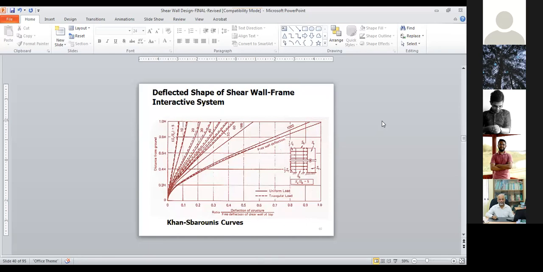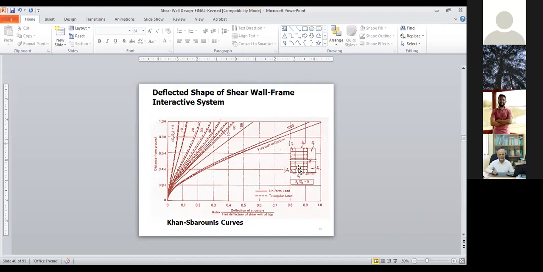This is a very important slide. I believe the Khan Brownies curve, I just copied from the internet. I will say that this is very important. You can see that if you have the free wall deflection, that is, you don't have a frame system, then the deflection of the structure divided by the free deflection of the shear wall at the top, you can see this is very large.